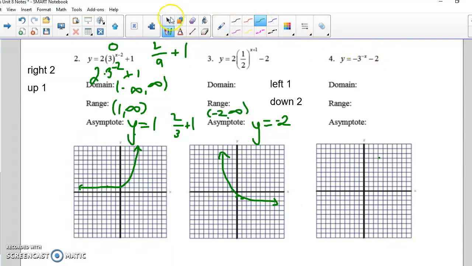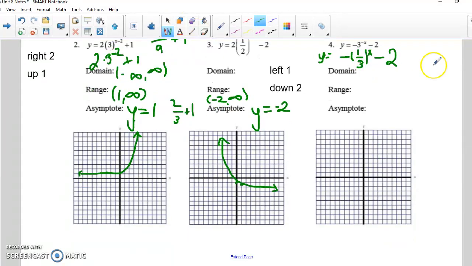Okay, last example problem that we have. y is equal to -3 to the -x minus 2. So what I'm going to do is rewrite this -3 to the -x as -1/3 to the x power, because my x is going to distribute to my 1 and to my 3. And then I subtract 2. Excellent. So our domain, we know, is -infinity to infinity.